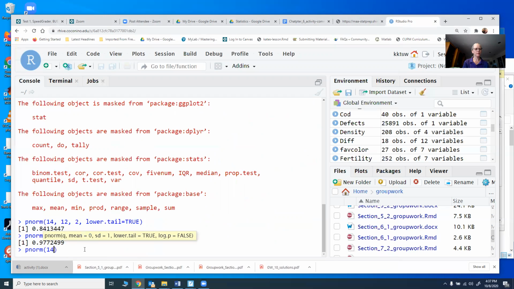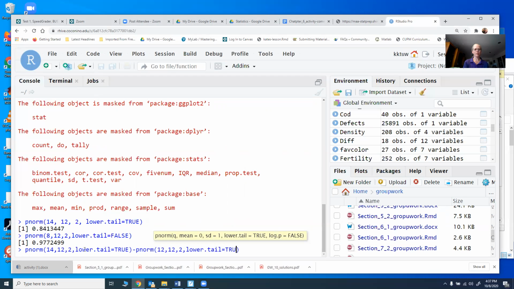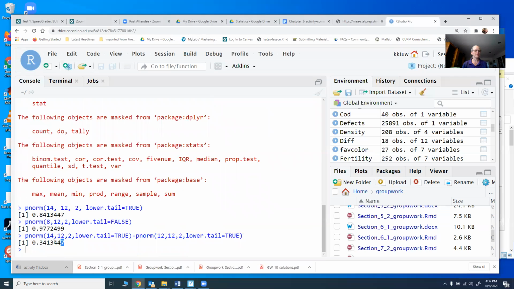And we're going to start with the 14. The mean was 12, the standard deviation was 2, and lower.tail is true. Again, we're doing everything below that. And then we're going to subtract from that pnorm. This time 12: the mean is 12, standard deviation is 2, and lower.tail equals true again. Because a common mistake I see is to say it's false, but it's again looking at those areas. And in both cases, the area is everything to the left.